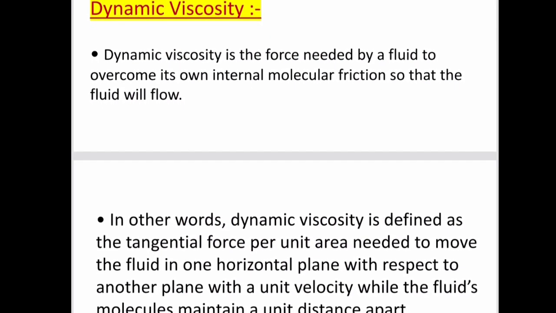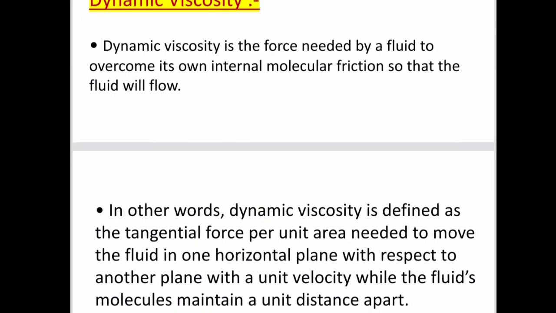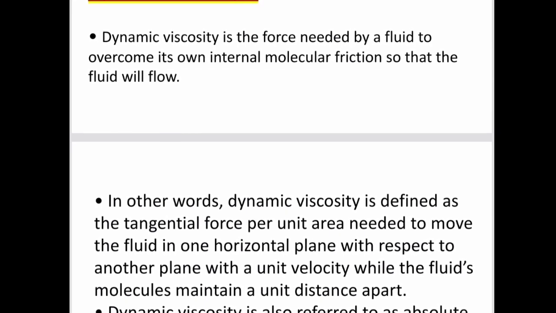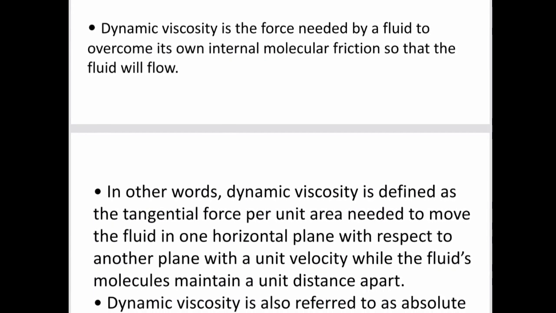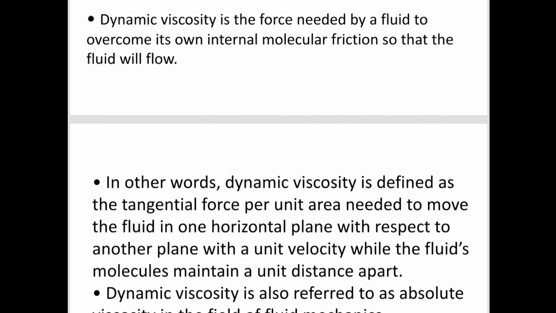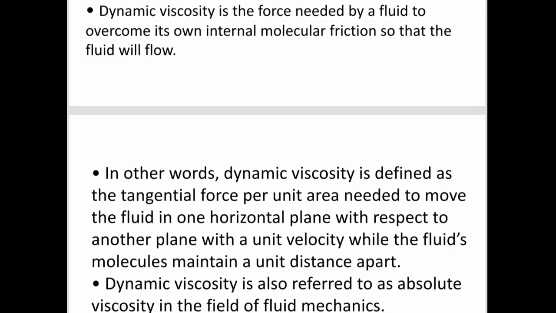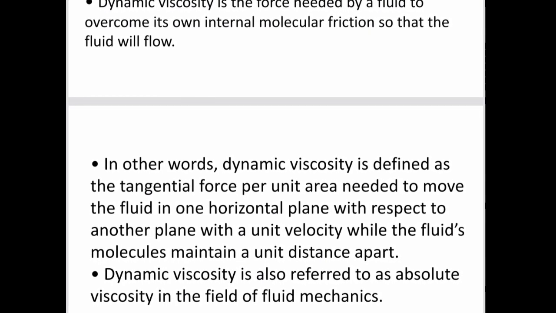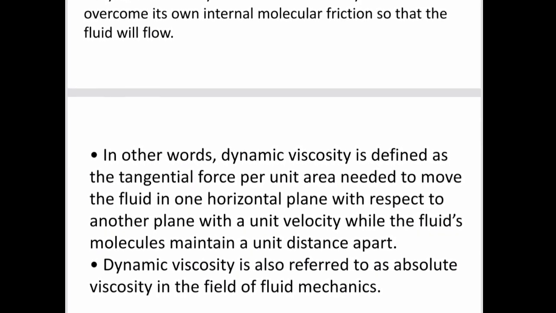Dynamic viscosity. First point. Dynamic viscosity is the force needed by a fluid to overcome its own internal molecular friction so that the fluid will flow. Second point. In other words, dynamic viscosity is defined as the tangential force per unit area needed to move the fluid in one horizontal plane with respect to another plane with a unit velocity while the fluid molecules maintain a unit distance apart. Third point. Dynamic viscosity is also referred to as absolute viscosity in the field of fluid mechanics.